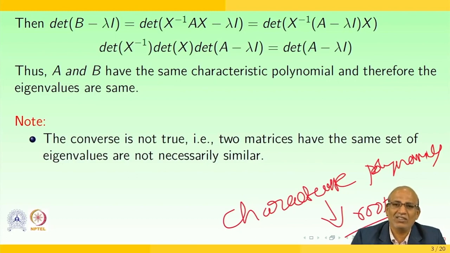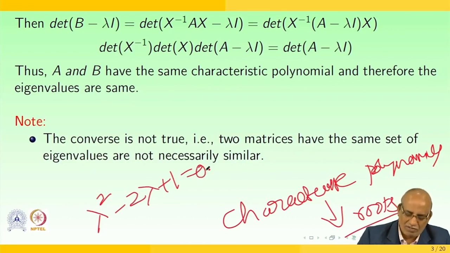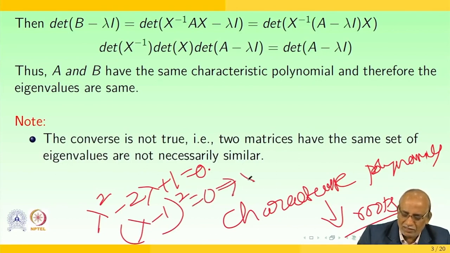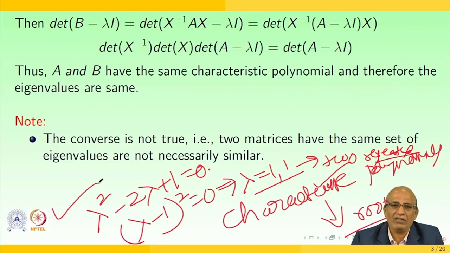What is the converse? Two matrices have the same set of eigenvalues. They are not necessarily similar matrices. So, for example, if you have lambda square minus 2 lambda plus 1 equal to 0 as the characteristic equation, you do get lambda minus 1 whole square equal to 0, which implies lambda is equal to 1, two repeated roots.